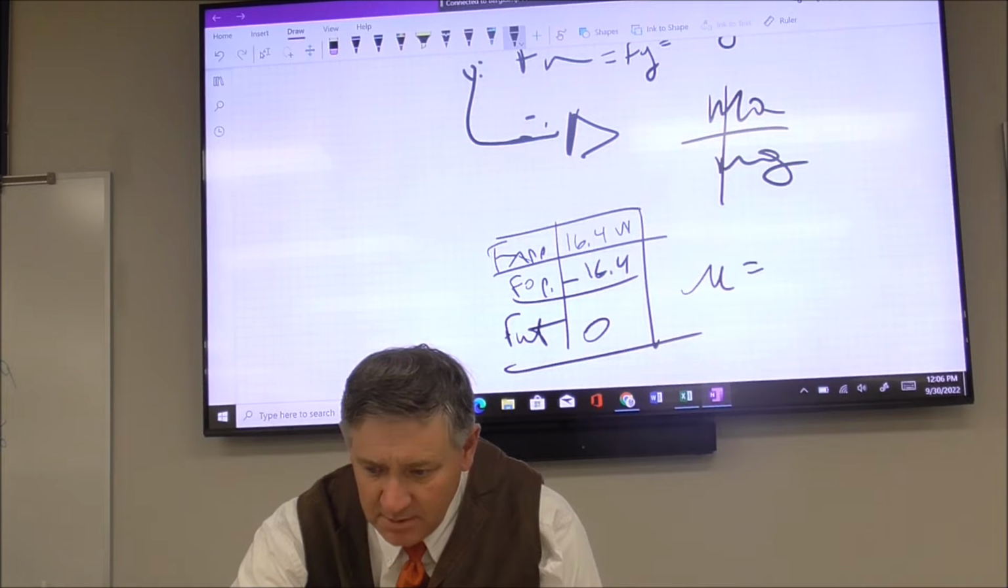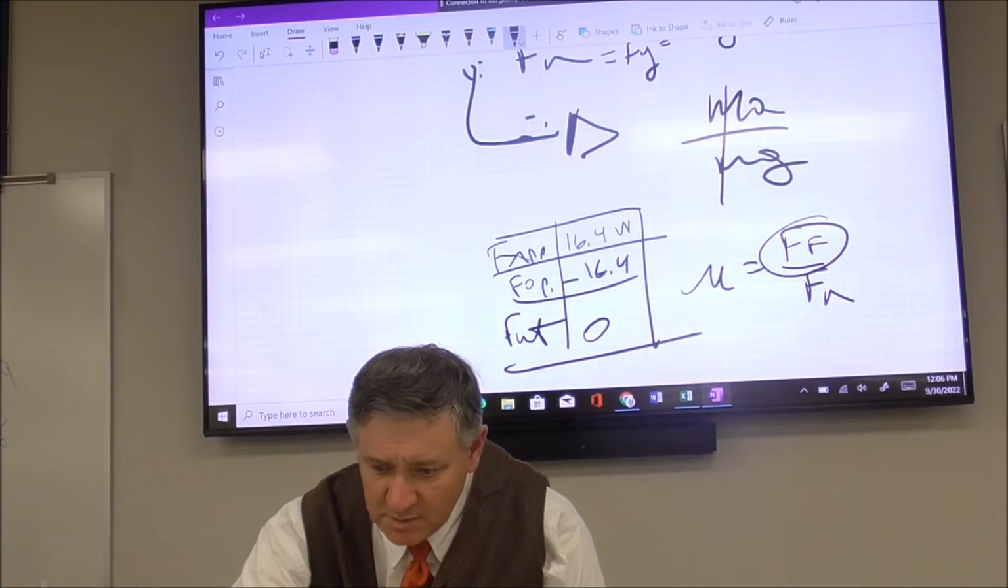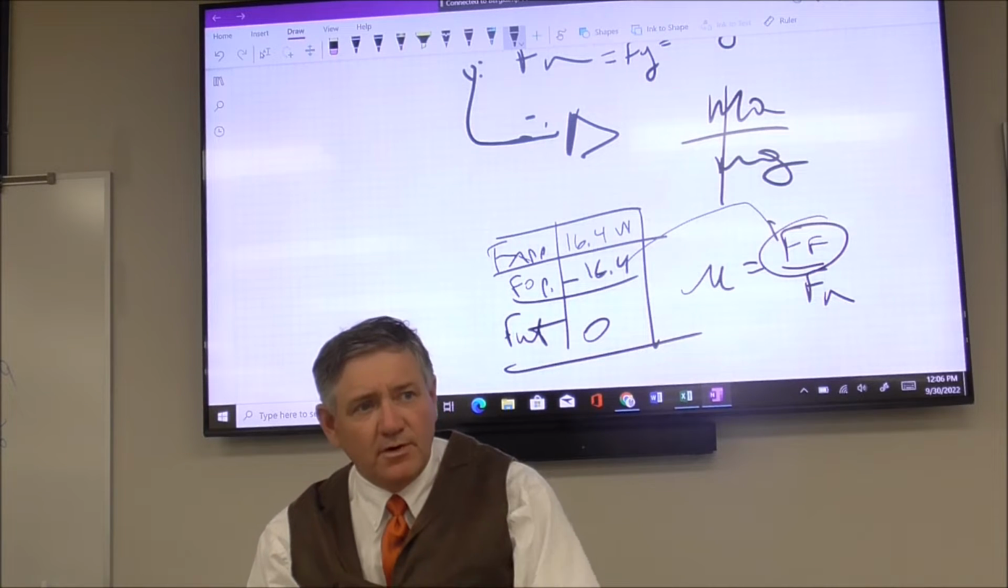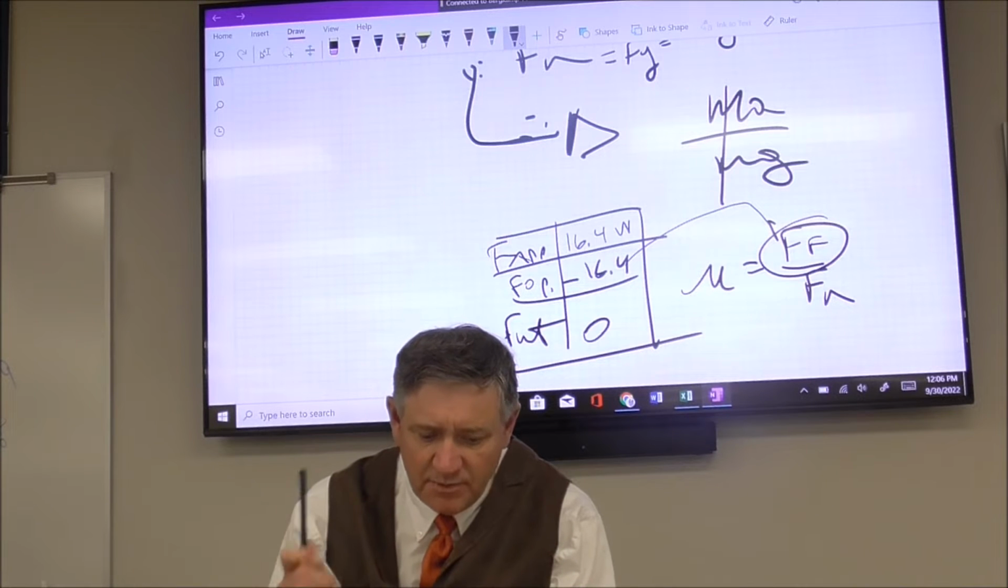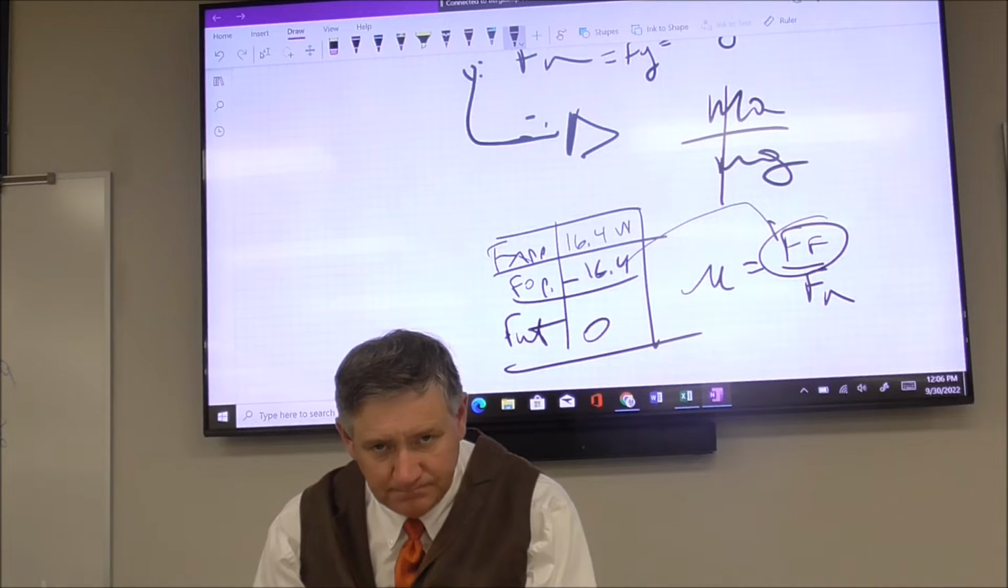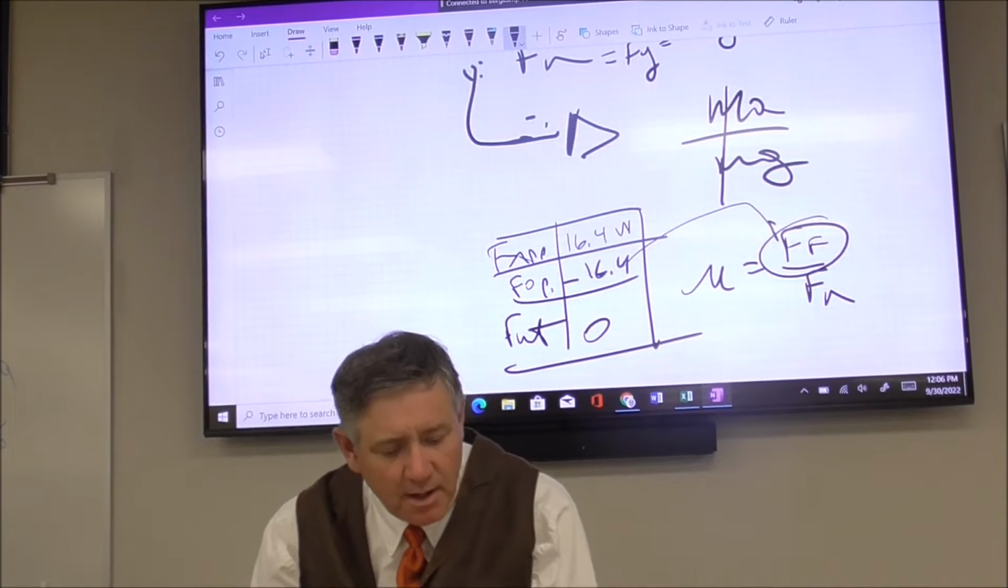Then you want to find mu. Oh, that's force friction over force normal. That force friction is your 16.4. Find the weight of the chair. There you go. So your answer to number 3 should be around 0.3. Okay? It's an ish, but something around 0.3.